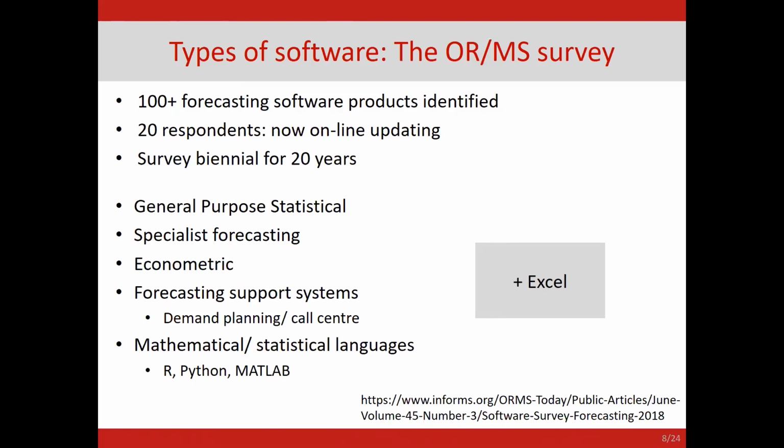Perhaps the most important set of packages are forecasting support systems, which link to ERP, Enterprise Resource Planning systems. They link into the organization. SAP is the most well-known, most well-established. I think it's the biggest software company in the world, in fact. Forecasting is just a small part of those systems, but it's a crucial part. And finally, of course, there are rather more general mathematical and statistical languages, and they have forecasting routines written into them, of which MATLAB or R or Python are part of this.